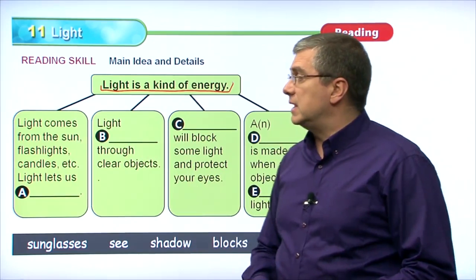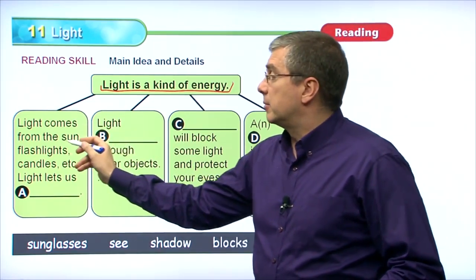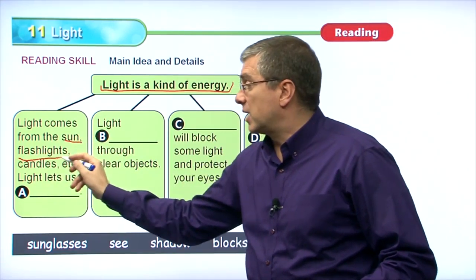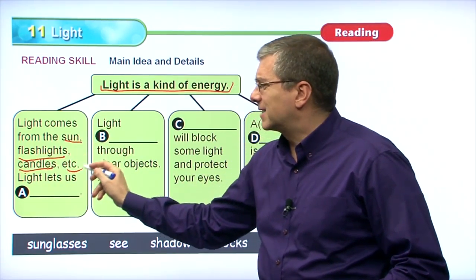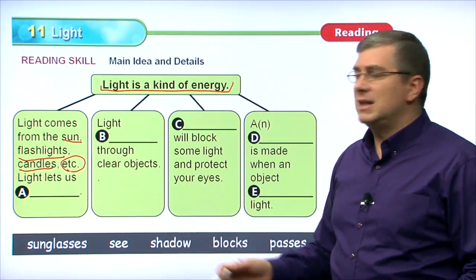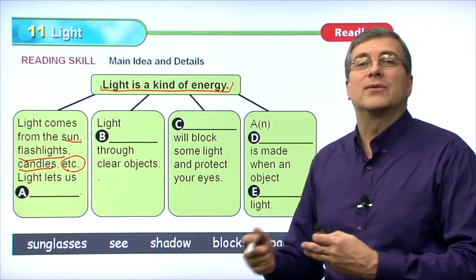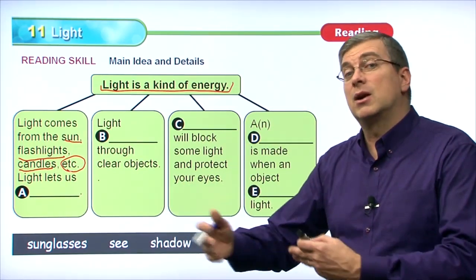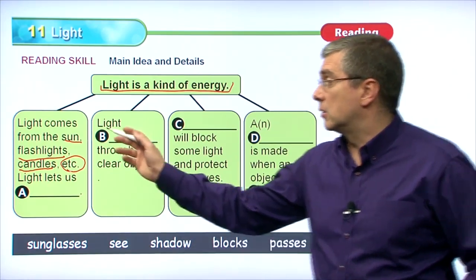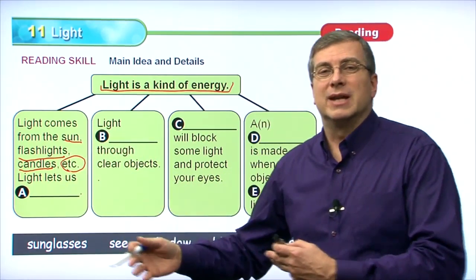Over here in our first detail, we see where light comes from. Light comes from the sun, flashlights, candles, etc. Etc. means that there are other examples that are too long. We don't have time or space to list them, but there are many other examples. So, some examples: sun, flashlight, candles, and many others, etc.